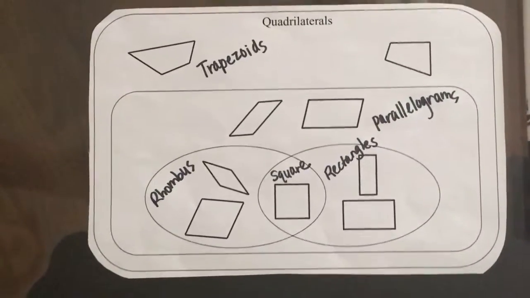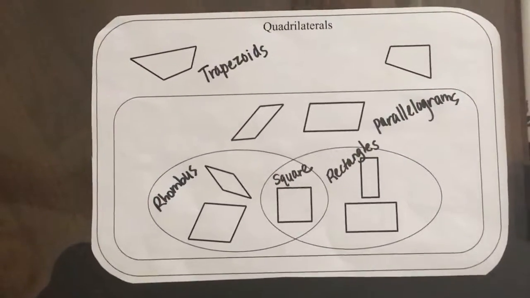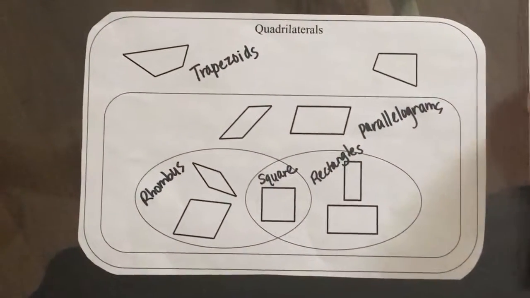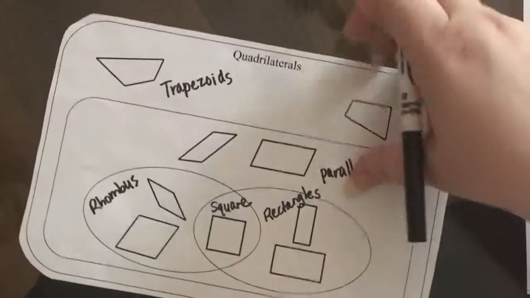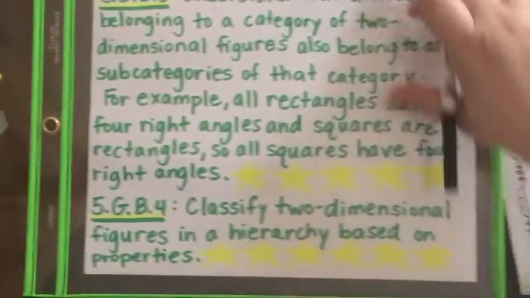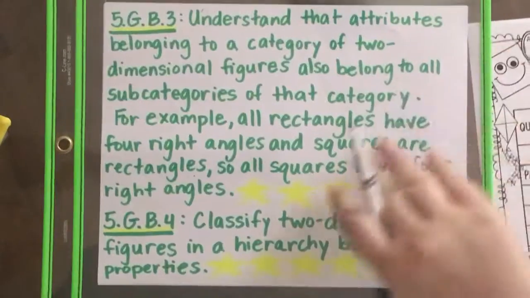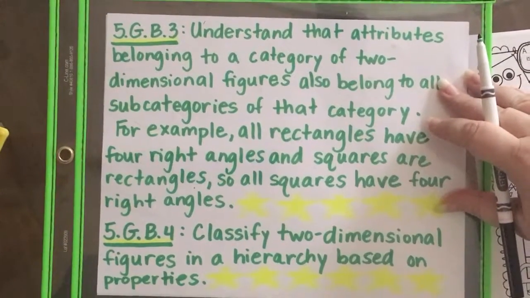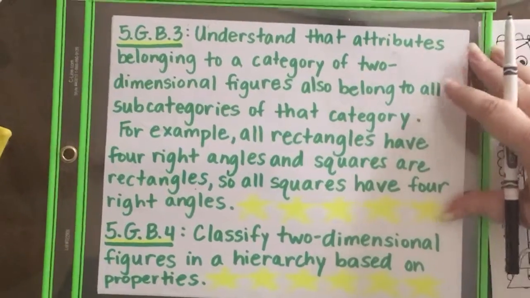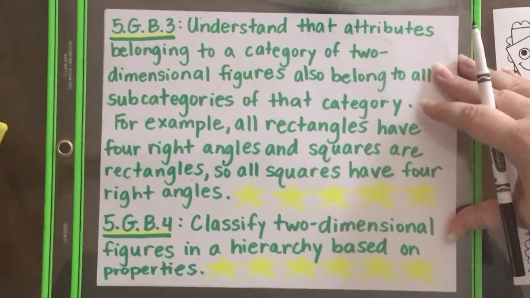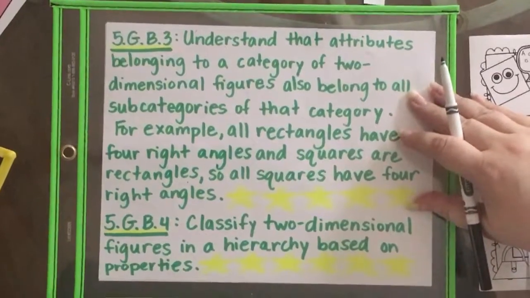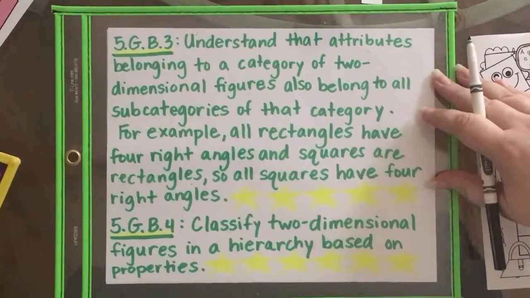Now, once you're finished with all of these different organizers, we hope that you'd be able to note that you have reached an understanding of the standards, that your understanding attributes belong to a category of two-dimensional figures and also belong to subcategories of that category, and also that you can classify two-dimensional figures in a hierarchy based on properties.